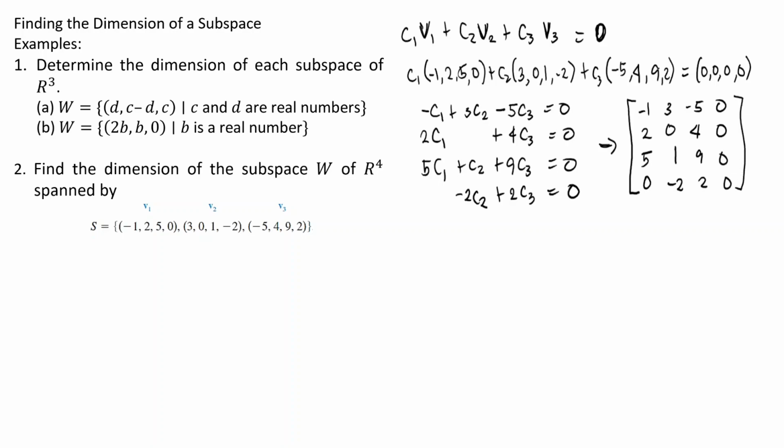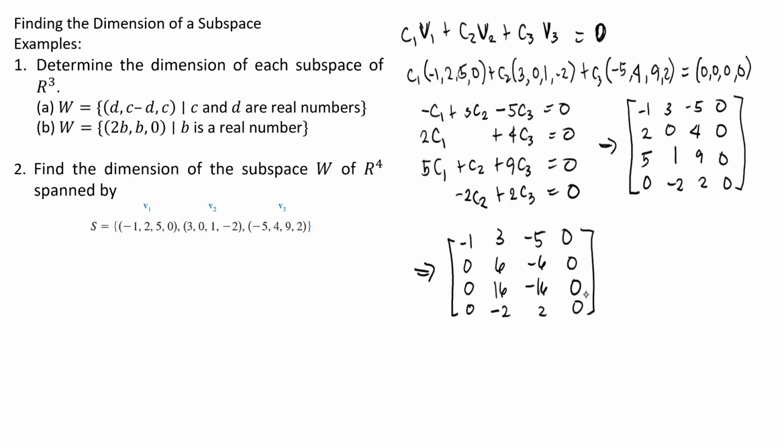Then by applying elementary row operations, that matrix will now become, we can multiply this by 2 and then add to row 2. So that is 0, 6, -6, 0. And then we multiply this by 5 and then add to row 3 to get the new row 3. So that is 0, 16, -16, 0. And then copy that, we have 0, -2, 2, 0.